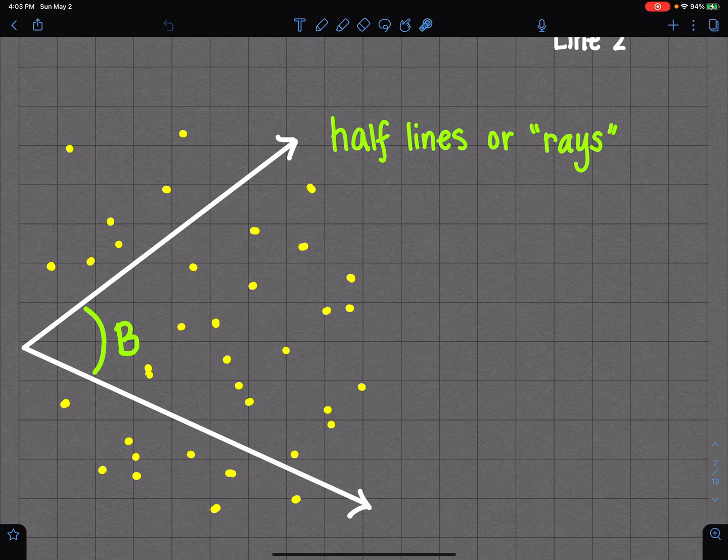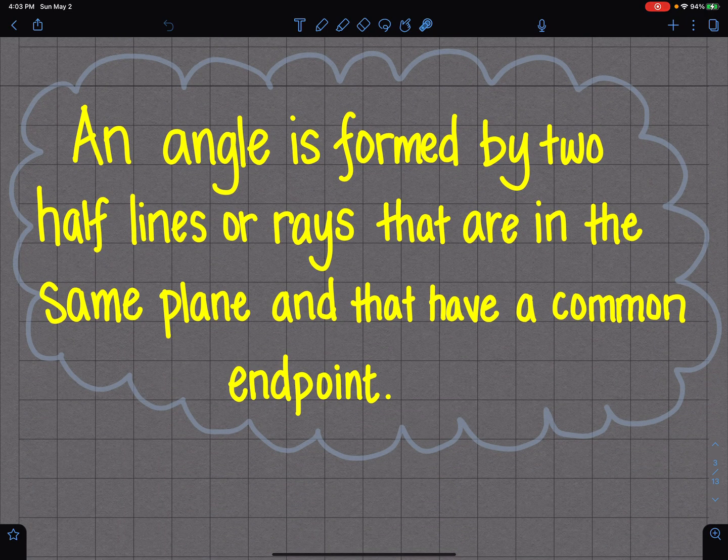Some say it's not really the opening of it at all. It's a rotation of a ray about its endpoint. What I think that means is here's the endpoint, here's a ray. Now if you rotate the same ray like 45 degrees, it's going to end up here, and that's what makes the angle. Anyway, I think I've talked enough about how there's disagreement about what it is. But we're going to say that an angle is formed by two half lines or rays that are in the same plane. So that's important.